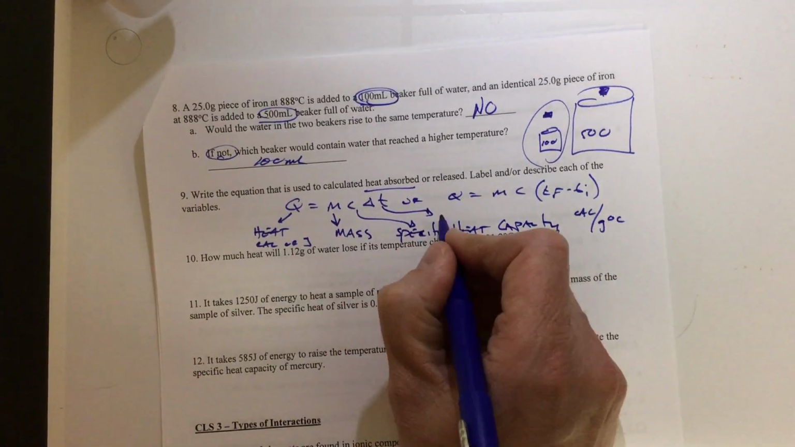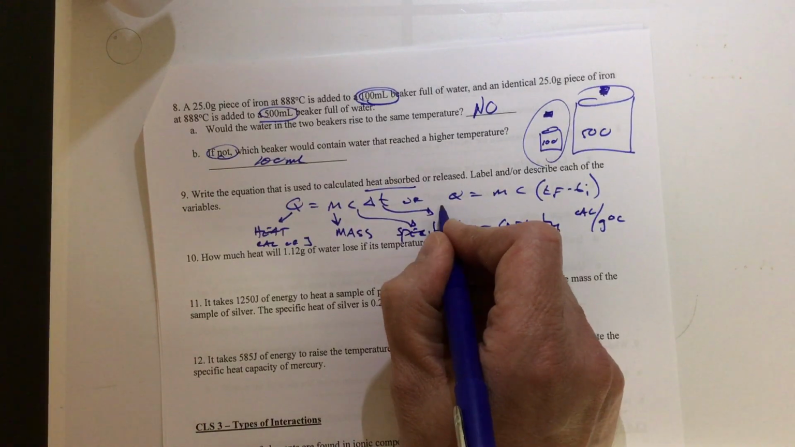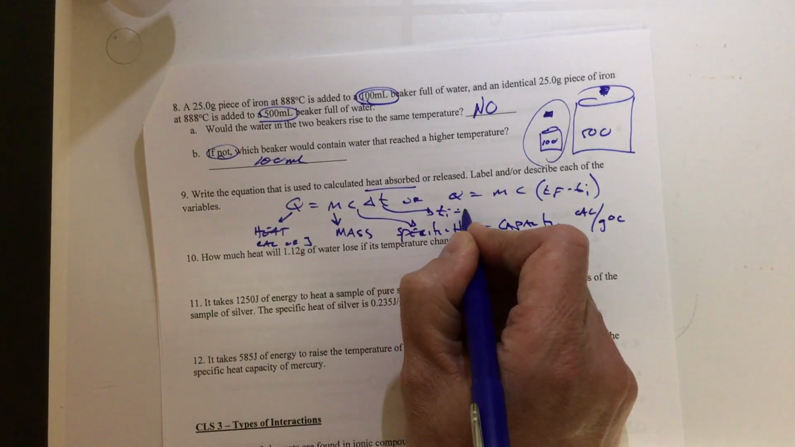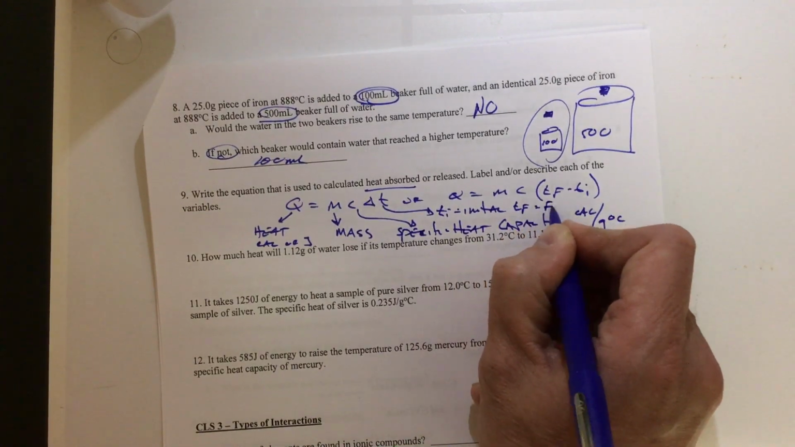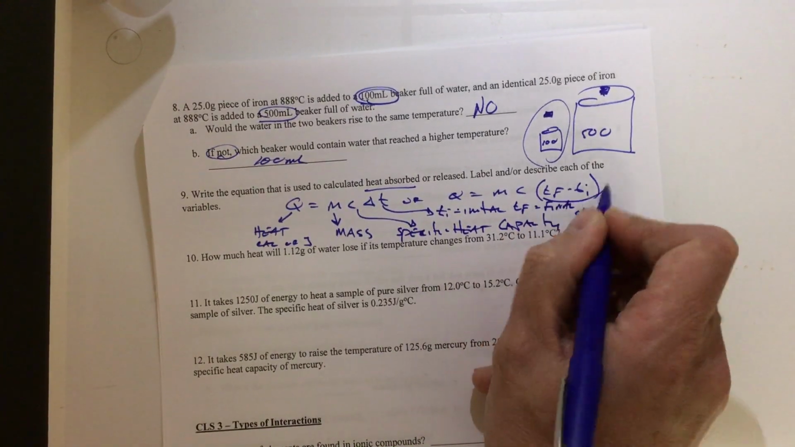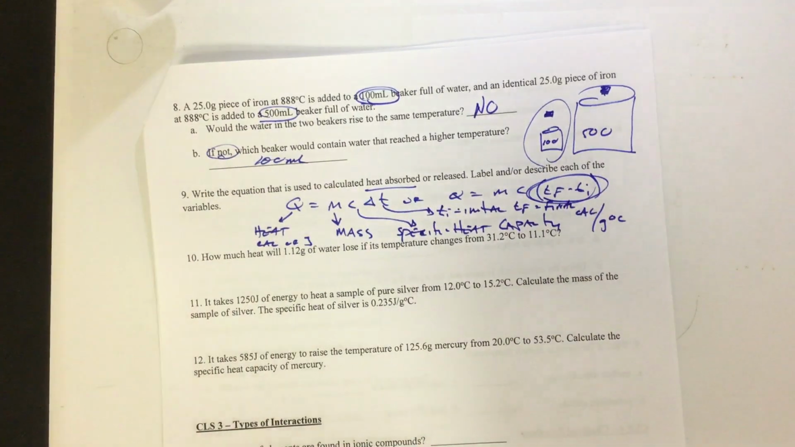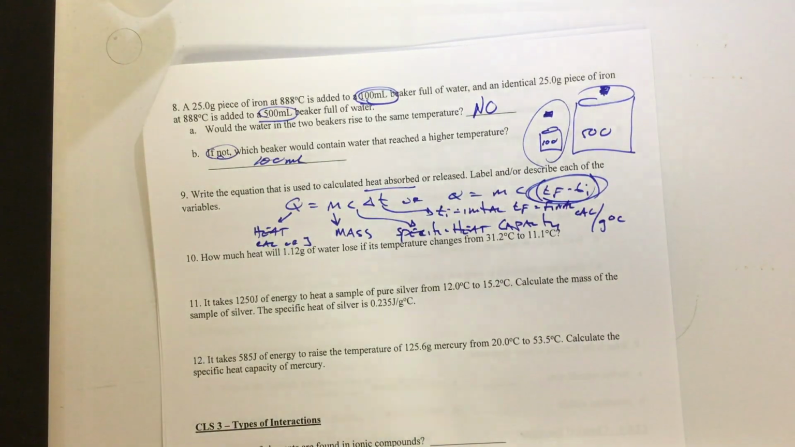And then we'll kind of move over here. T is temperature, obviously. TI equals temp initial. And then TF equals final. Remember, it's always TF minus TI. F comes first in the alphabet, so that's how you remember to put it first in that equation also.